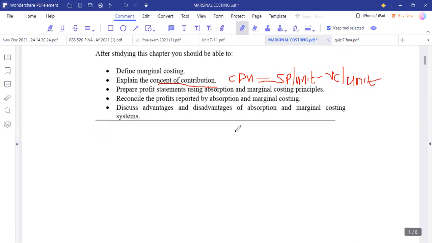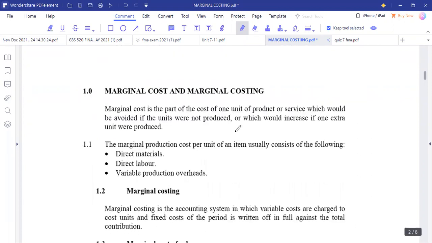All right. Marginal cost is the part of the cost of a unit, product or service which would be avoided if the units were not produced, or which would increase with one extra unit of production. So we're talking about production. The more you produce, the more cost you incur. Variable costs will increase according to how many units we're producing. So it varies with production.